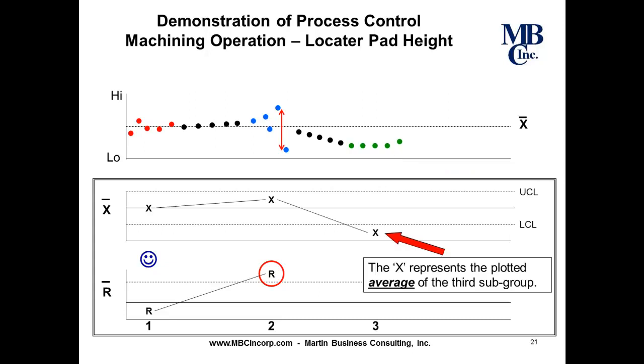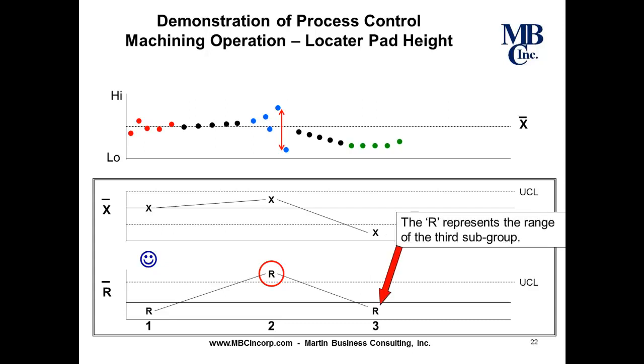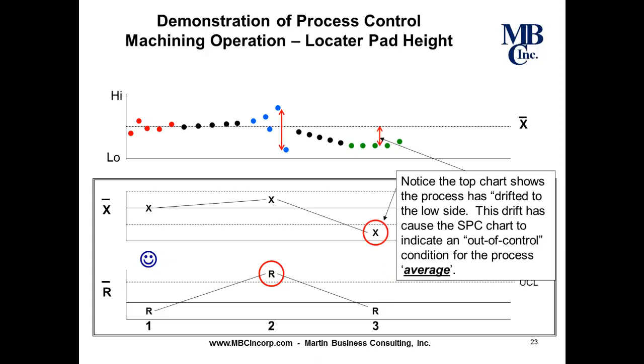The X represents the plotted average of the third subgroup. Once again, the R represents the range of the third subgroup. And now we notice that the average, indicated by the X, is below the lower control limit. This is due to the top chart showing that the process has drifted to the low side. This drift has caused the SPC chart to indicate an out-of-control condition for the process average.